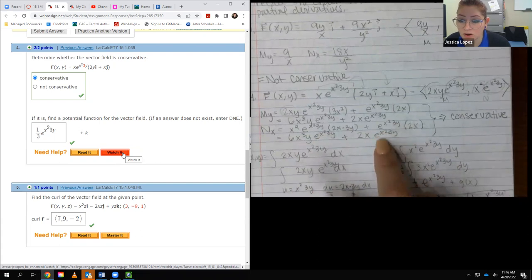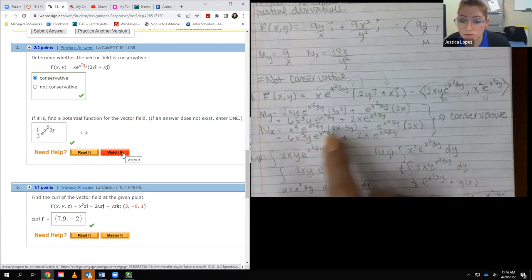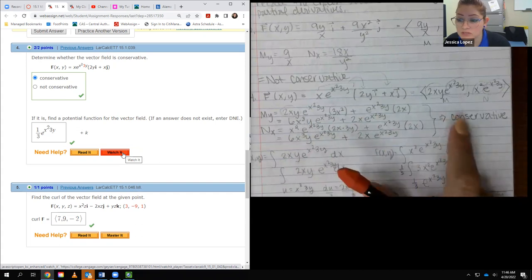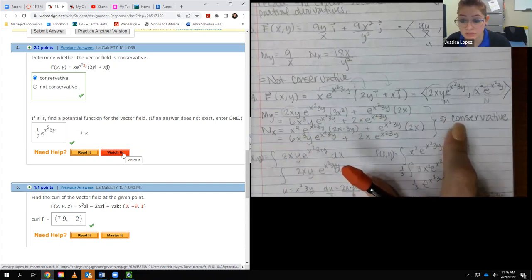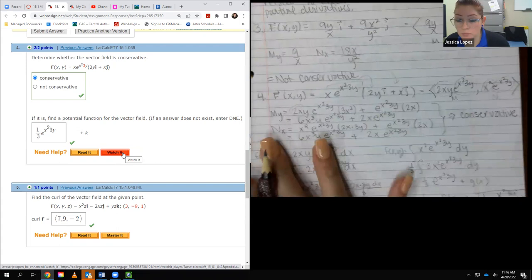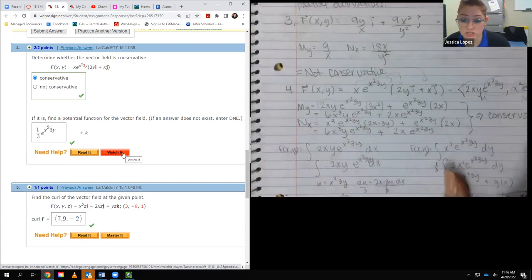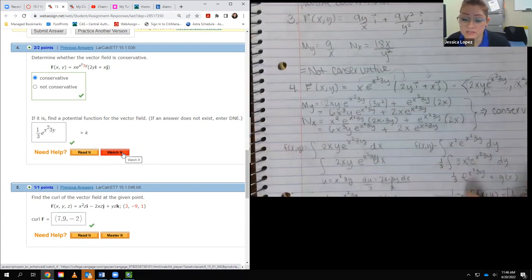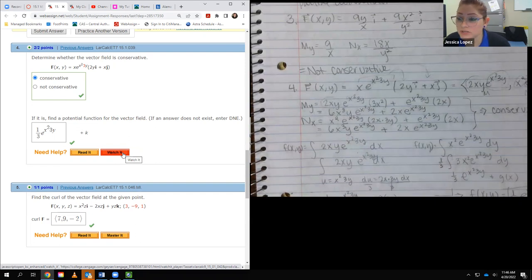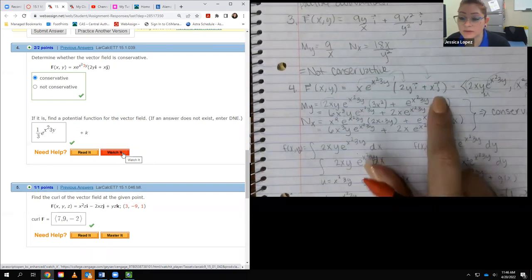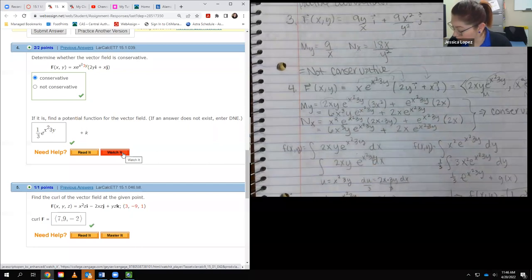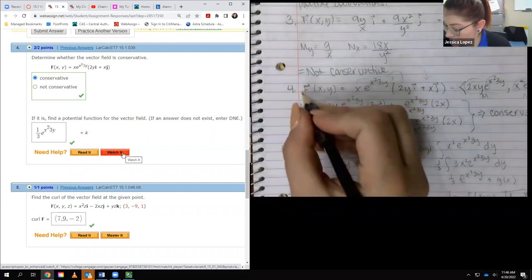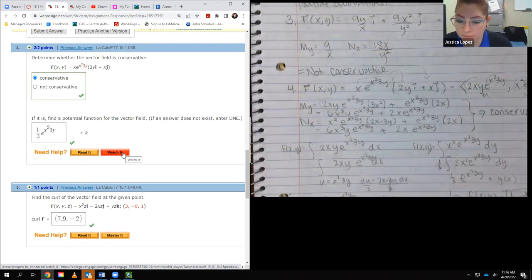And if you notice, they are equivalent. Both of these terms are exactly the same. And so this vector field is conservative. So if you want to find out what the potential function is, it's basically trying to figure out what did you take the derivative of to get this, okay? Where you would end up with, basically this is the gradient. It's the derivative of each one, okay?